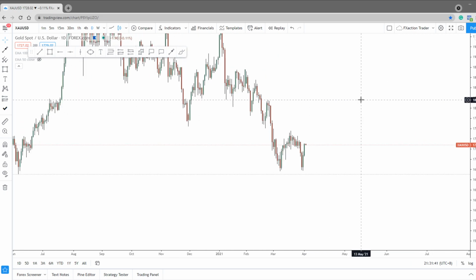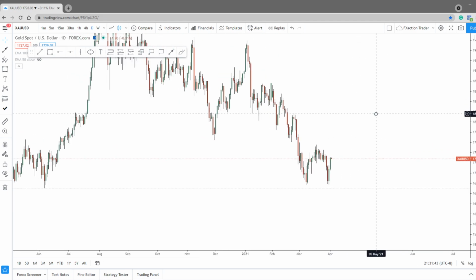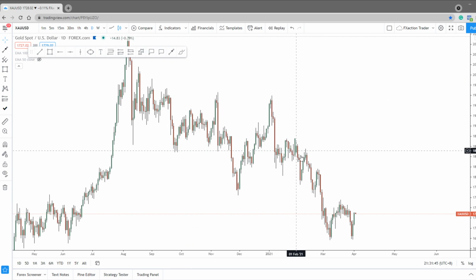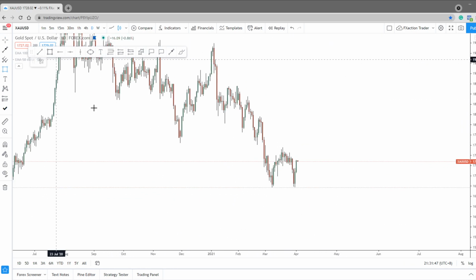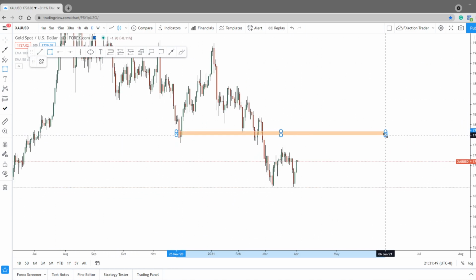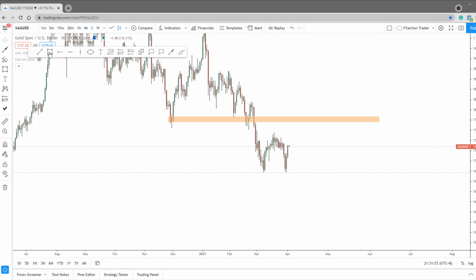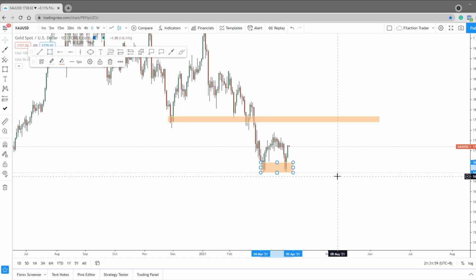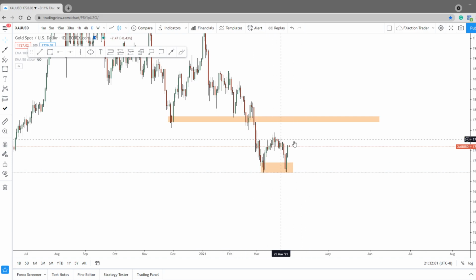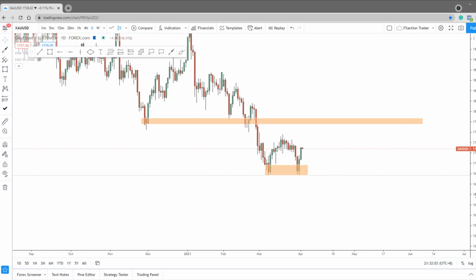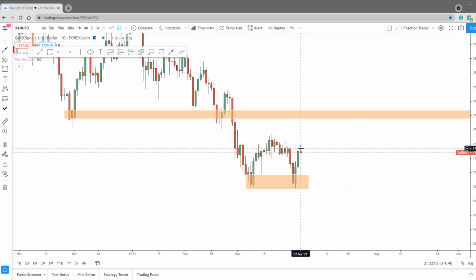So on the daily chart, what I can see is that the market has been in a strong downtrend. All right, the market had created a strong support zone here, and this support zone has been broken, and the market has now formed a structure like a double bottom, where a reversal could happen. So it's very tricky for us to go for a sell trade at this level.